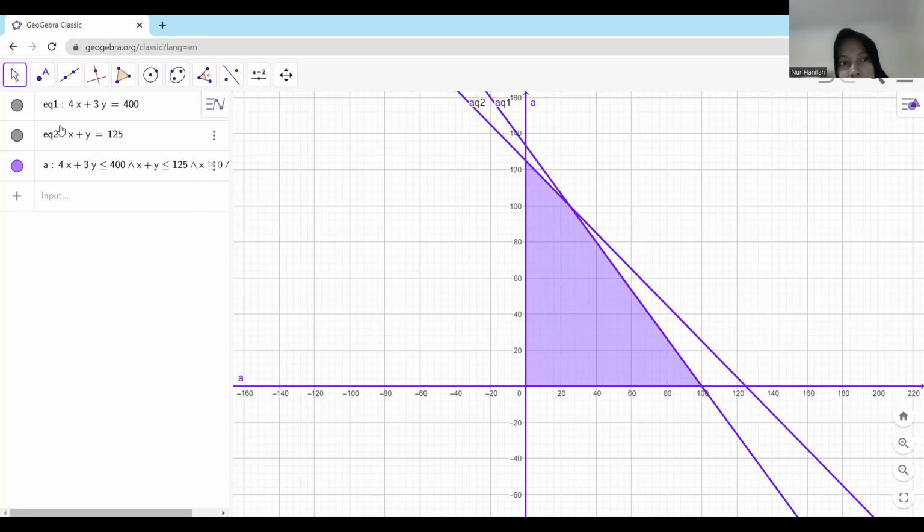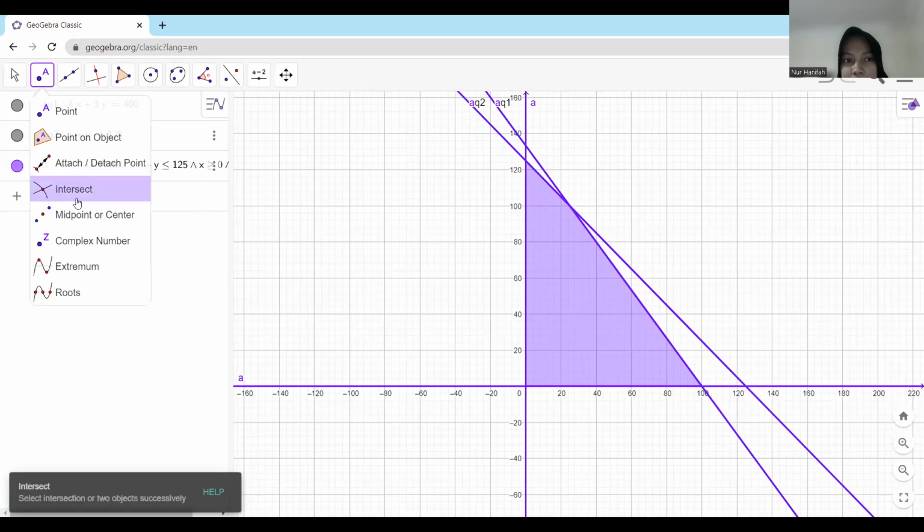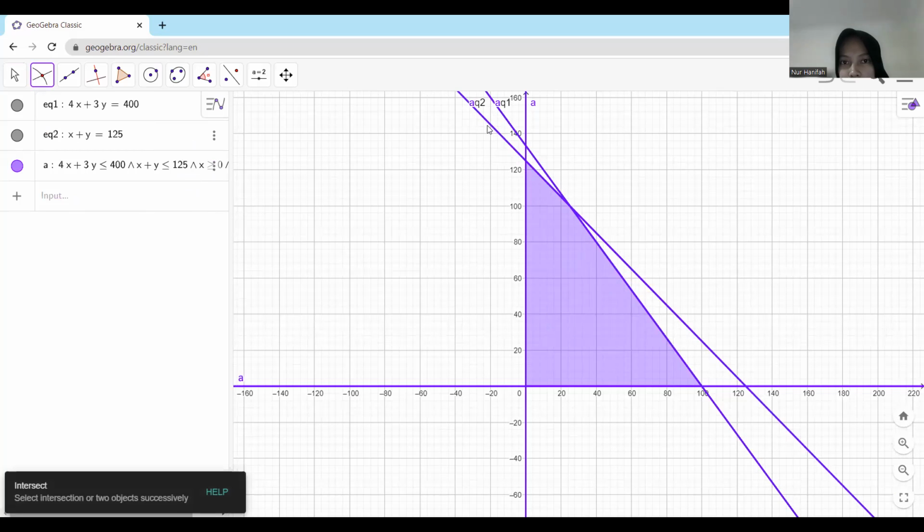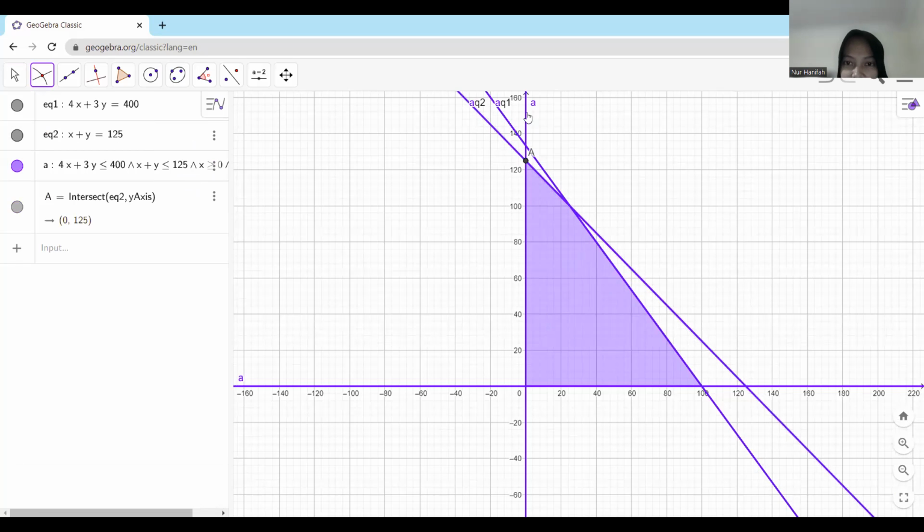And next, we will determine the intersection points between these lines and the y-axis become point A, and this become point B, and this become point C. Point A is 0,125, point B is 25,100, and point C is 100,0.